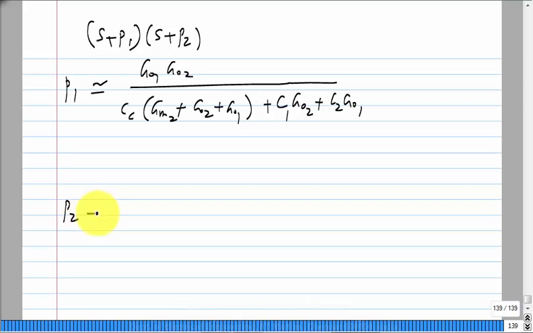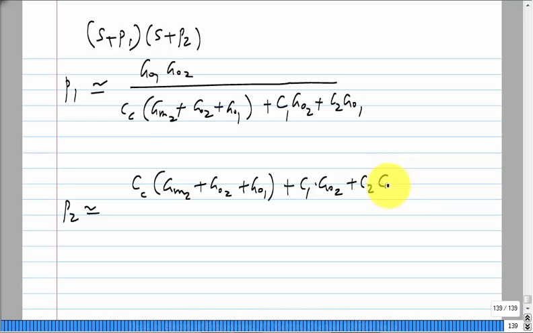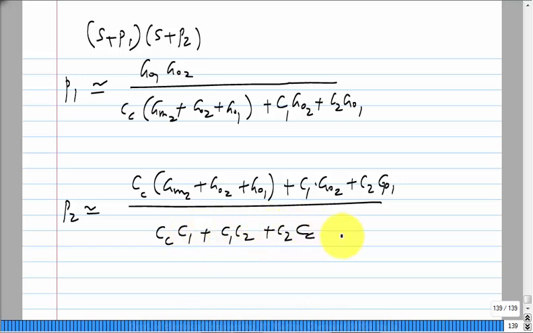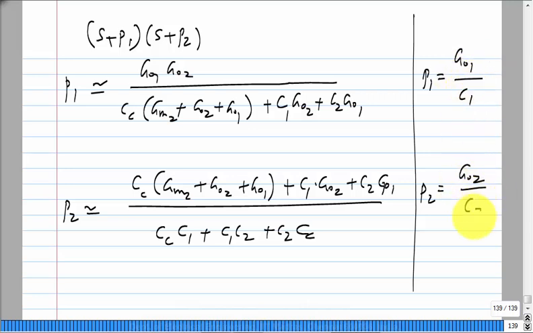And the second pole is this. Again, these are approximate expressions, and to interpret them we need to maybe make further approximations and so on. But the first question is, without CC, what were P1 and P2? gO1 by C1, gO2 by C2.